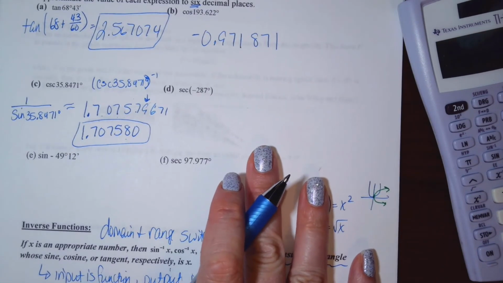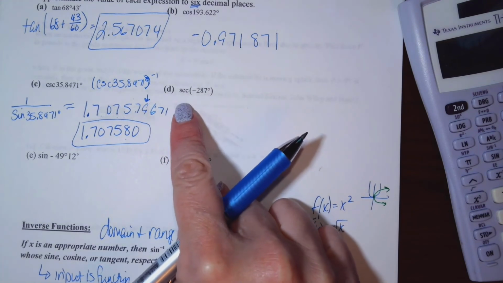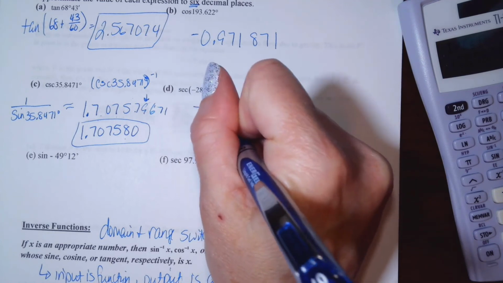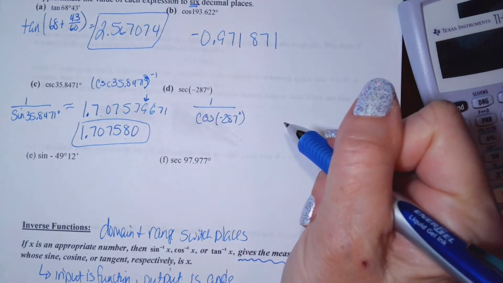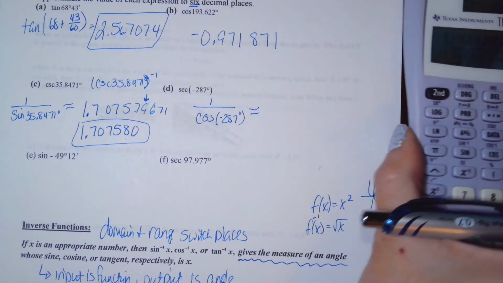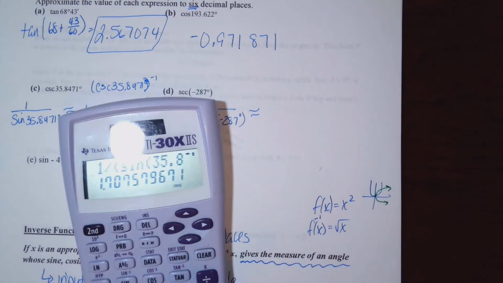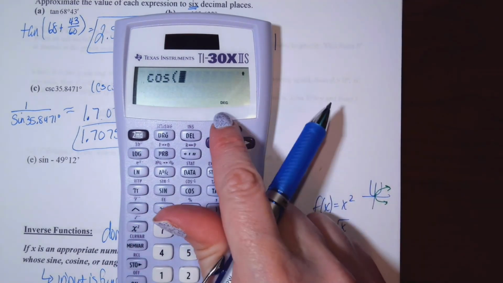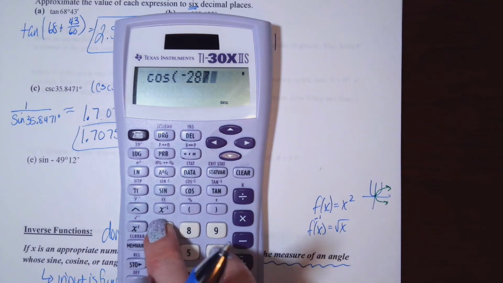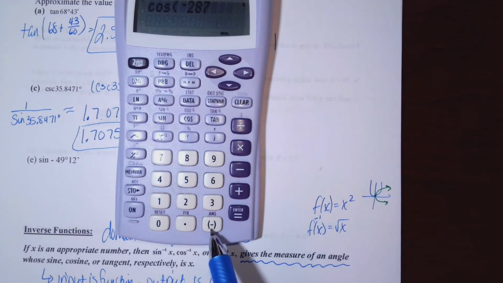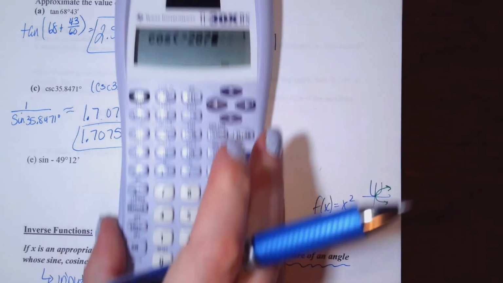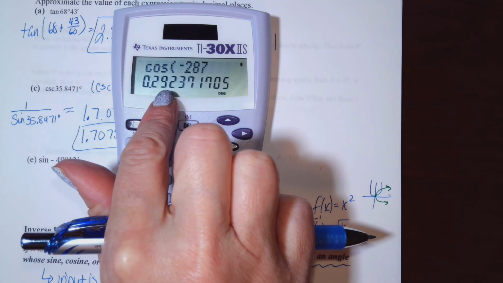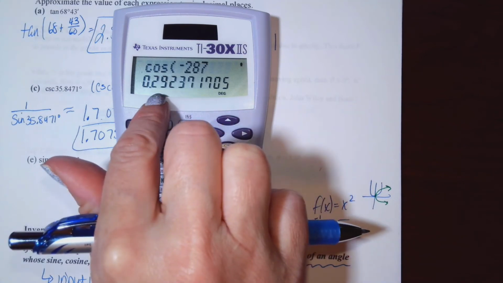Okay, following the logic, what's my reciprocal of secant? Well, it's cosine. So I'm going to do 1 over the cosine of negative 287 degrees, and I need to see what that is approximately. I'm going to do it the other way in my calculator this time. Cosine of a negative 287, making sure I'm in degree mode. Notice that the negative button is not the same as the subtraction button. Here's my negative button down here. So cosine of a negative 287 degrees is this value. That's a valid cosine function output. It's between negative 1 and 1.